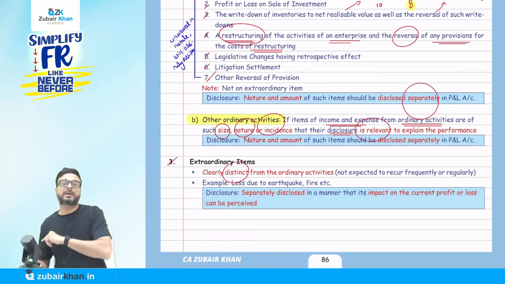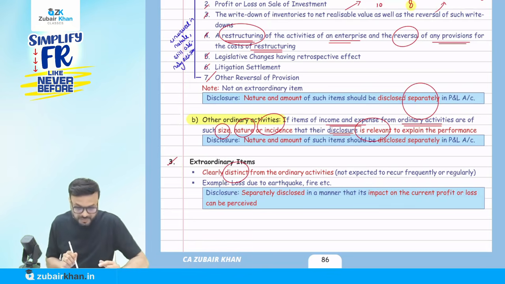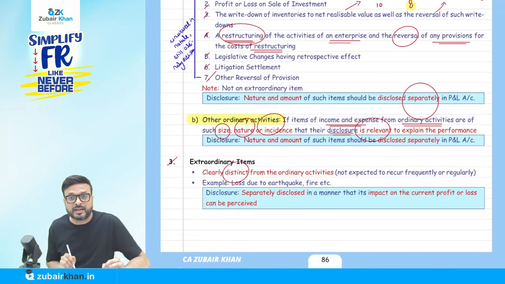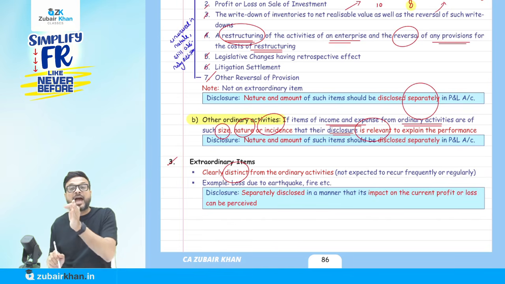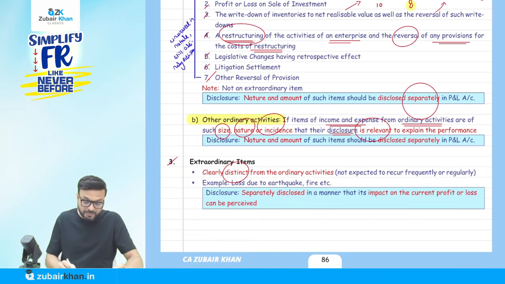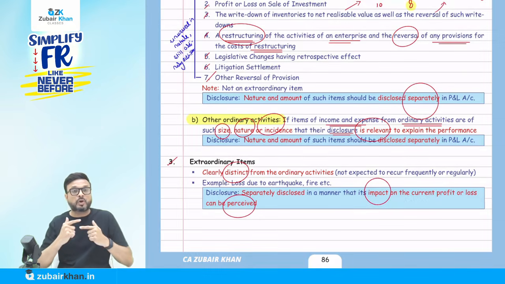Now, a very interesting part here. If you see in this table, they say separately disclose. Now, the interesting part is, in a manner that its impact on the current profit or loss can be perceived. Now, a very important point. When we talk about the ordinary activity, this is separately disclosed.